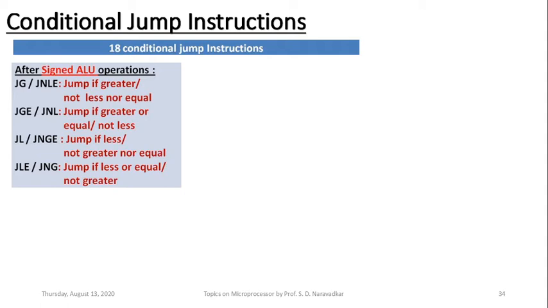So this instruction JG is having alternate mnemonic JNLE. Then the second instruction here is jump if greater or equal, having alternate mnemonic jump if not less. Then the third instruction jump if less, having alternate mnemonic jump if not greater nor equal. And then the fourth instruction here, jump if less or equal, is having alternate mnemonic jump if not greater.